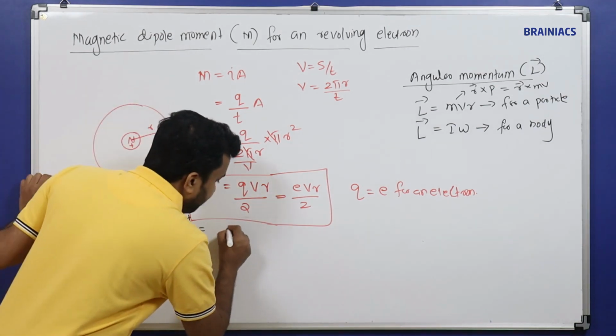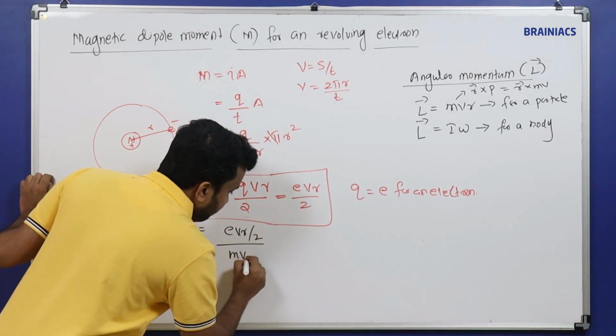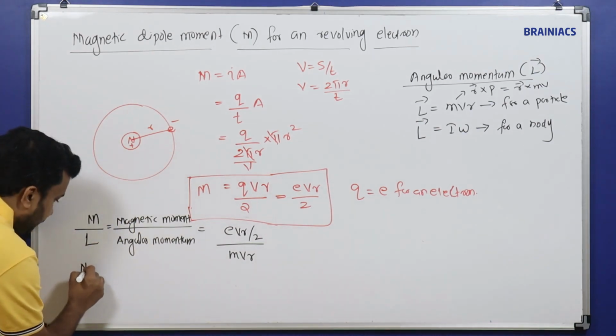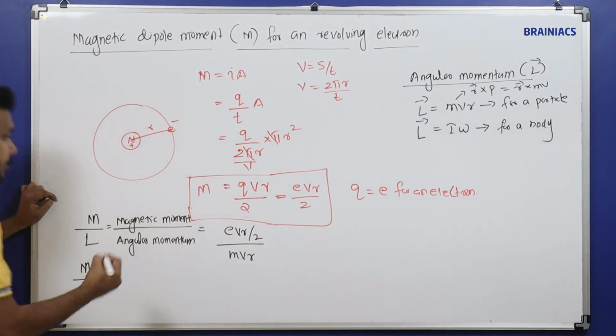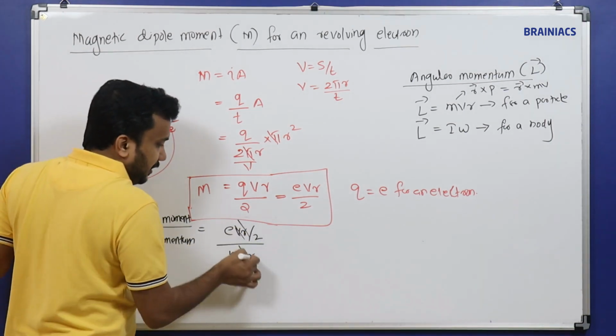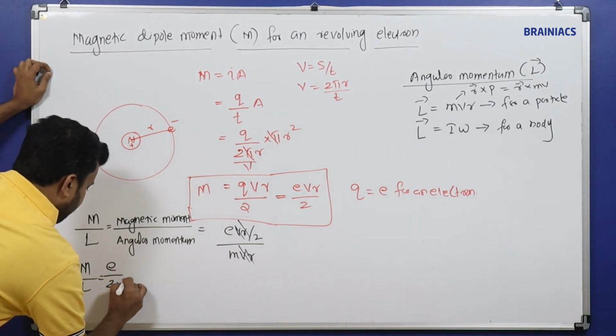What is magnetic moment? EVR by 2 divided by MVR. What all the things will be getting cancelled? So M divided by L will be equal to... V and V got cancelled, R and R got cancelled. What will come? E divided by 2m will come.